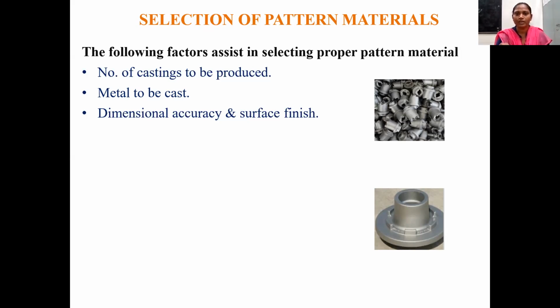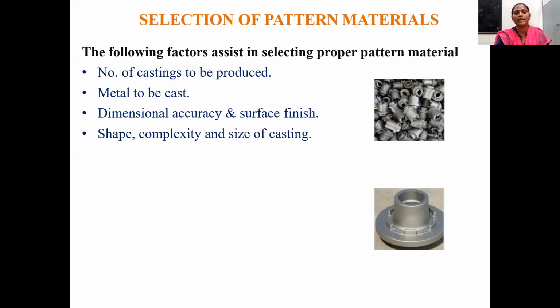Also, if the customer has good expectations of dimensional accuracy and surface finish, then the quality of the product will be high. When the quality of the product is high, the pattern material selected should be of high quality. For accurate castings, with good dimensional accuracy and a very fine surface finish, go for wax patterns. When you choose wax as a pattern material, you will achieve good dimensional accuracy in the castings along with a good surface finish.